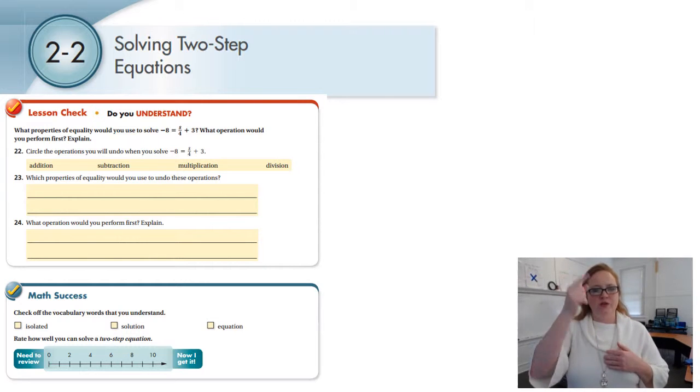Lesson check. Do you understand? Pause the video now and answer questions 22, 23, and 24. What properties of equality would you use to solve -8 is equal to s over 4 plus 3? What operation would you perform first? Explain. Number 22. Circle the operations you will undo when you solve -8 is equal to s over 4 plus 3. You will undo addition and then division.